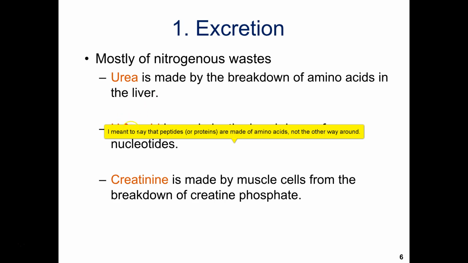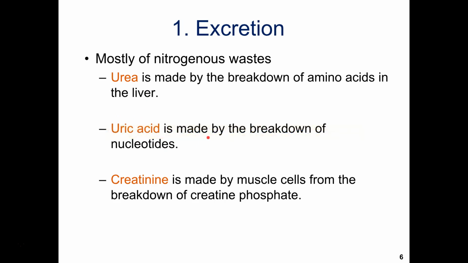And then you get uric acid, which is caused from the breakdown of nucleotides. Remember, those nucleotides have base pairs. Those are going to cause the production of uric acid. And creatinine is made by muscle cells from the breakdown of a chemical called creatine phosphate. But this is where the nitrogen in your body is coming from, the breakdown of these three things. So proteins, amino acids, and from the muscles.